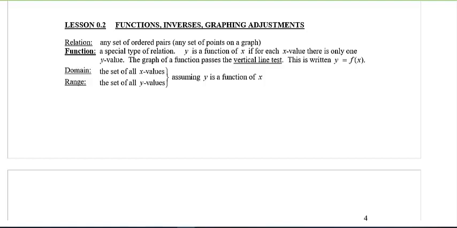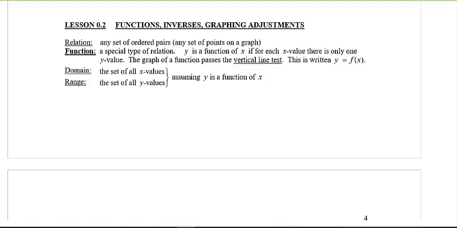Alright, it's lesson 0.2. We're going to look at functions today with inverses and also graphing adjustments. That's the transformation of graphs you learned in pre-calc 12. Here are some definitions you should also know from your pre-calculus days.